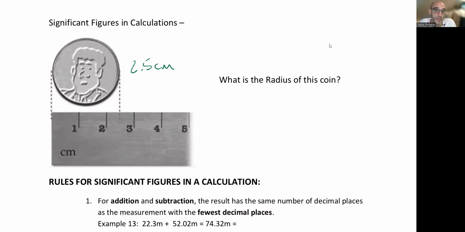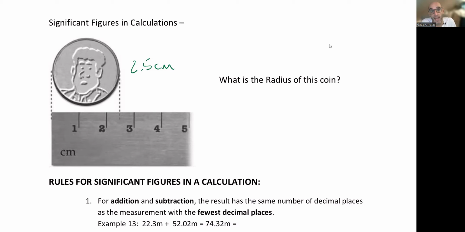And once you make one guess, that is your last significant figure. That is your uncertainty. I'm uncertain about that 0.5, but I know that it's not 0.1, let's say. So we're uncertain about it, but it's still significant. Anything beyond that, I have no idea. So I couldn't say 2.51 or 2.53. None of that makes sense because I can only make one guess.